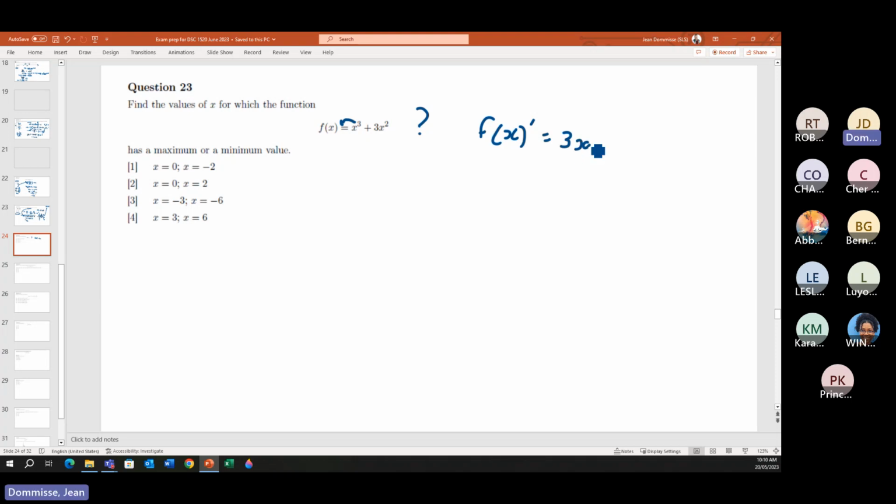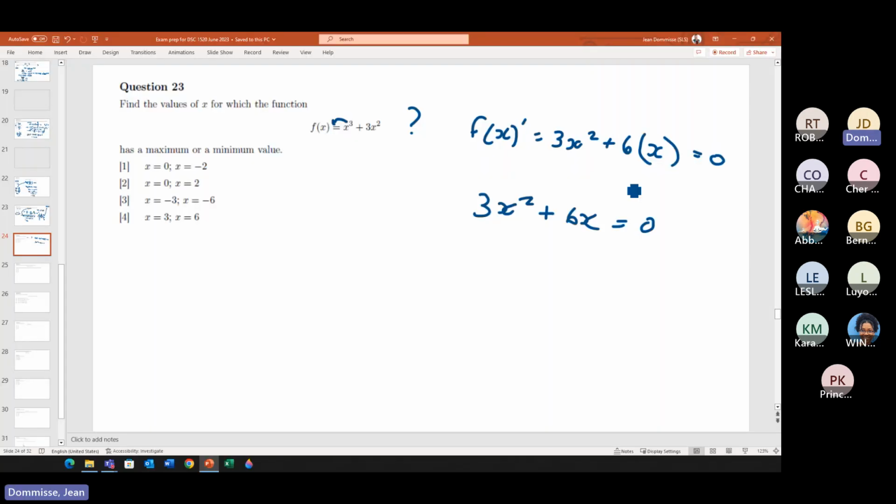So when we differentiate that, 3 goes to the front, 3x to the power 3 minus 1. 2 goes to the front, 2 times 3 is 6, and what's left is that. That should be equal to 0. So let's write that out. That should be equal to 0. But first let's simplify a bit more.